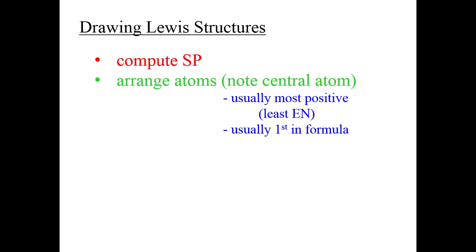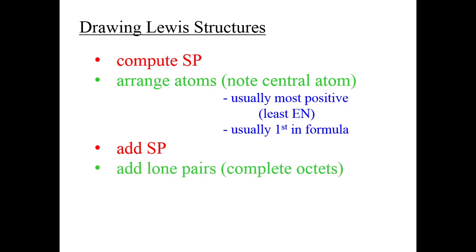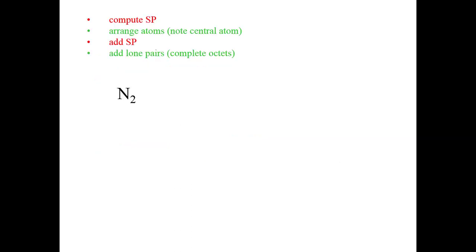Once atoms are arranged, add the shared pairs. Then finally, add in lone pairs on all the atoms, central and terminal, to complete octets. Let's do a couple of examples to see how this works. First, dinitrogen. We did this before, but let's see how it works with this new procedure.